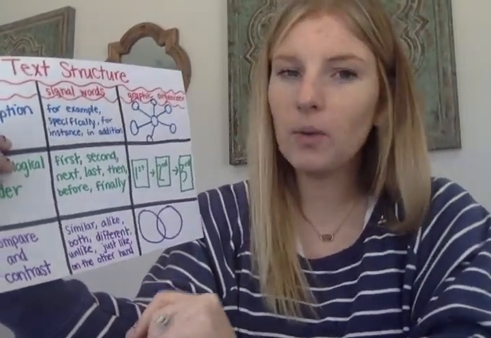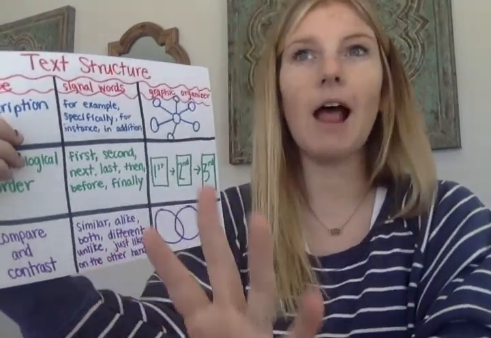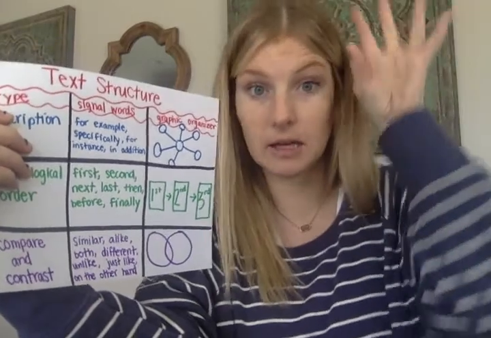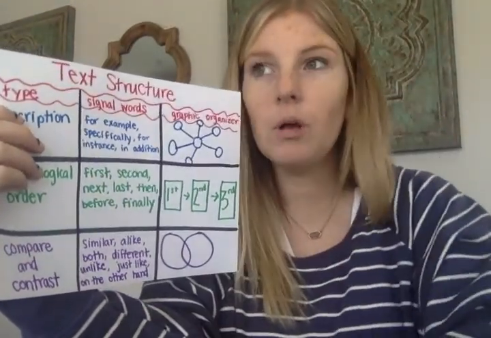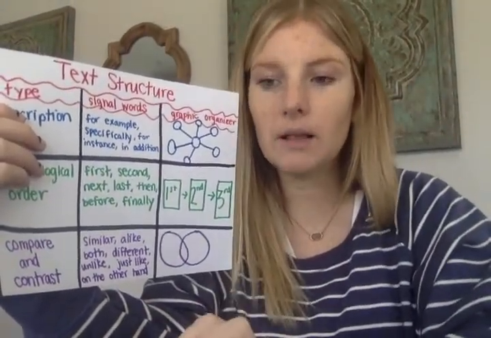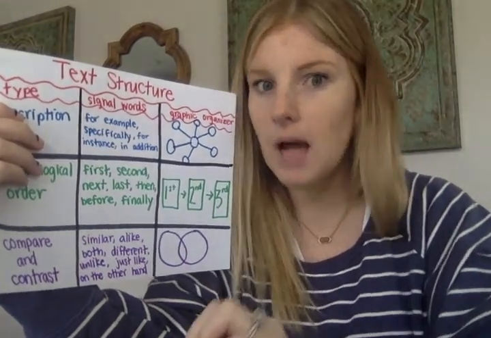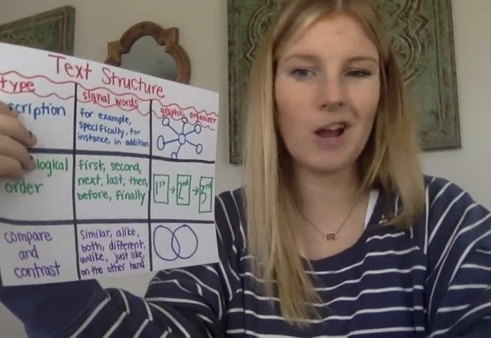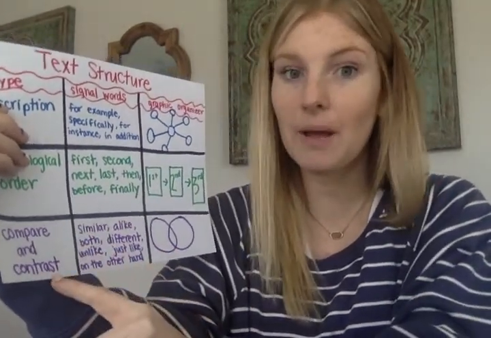Comparing and contrasting, we did one in class together. It was alligators and crocodiles. Your big hint that's going to make your light bulb go off will be when you realize that there's more than one topic. If there's just one topic, probably not compare contrast. You need to have at least 2 topics.